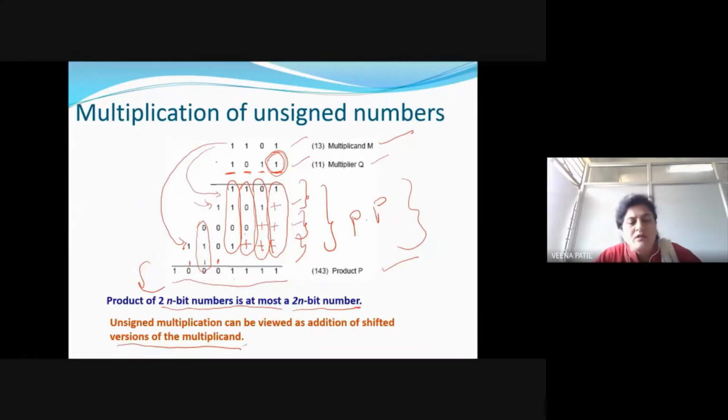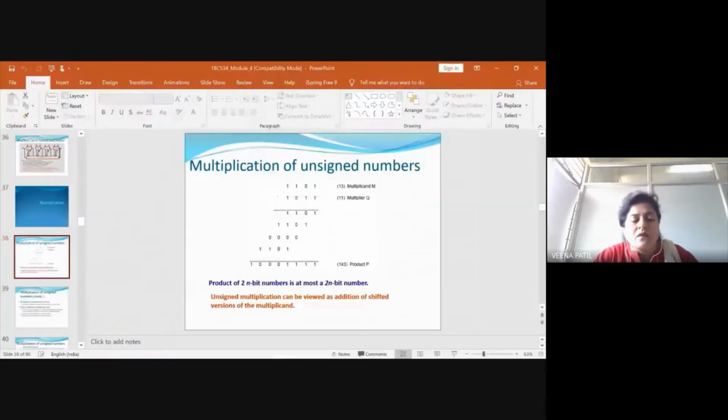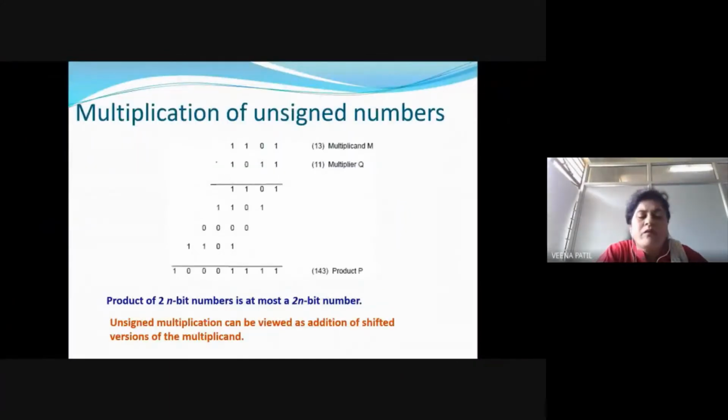So I shall clear this so that we can see it much more clearly. So what we had done, depending on the bit, we simply perform shift and add, if you can see here. We simply perform the shifting and adding of the multiplicand depending on the bit of the multiplier.